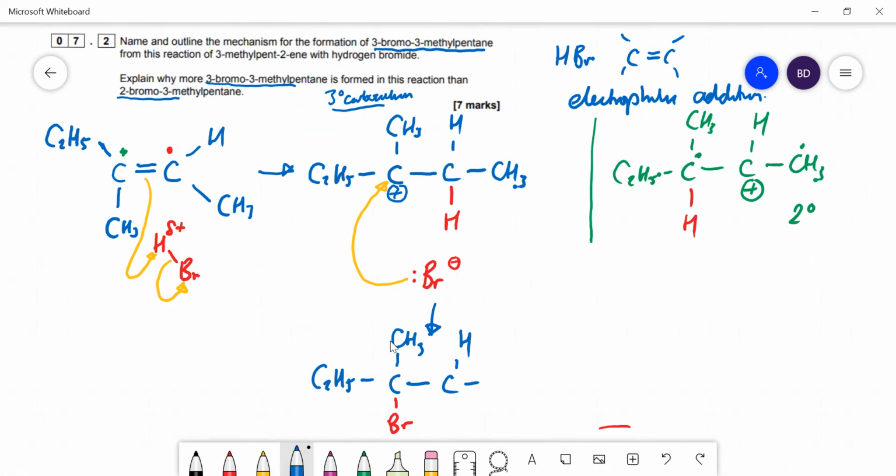Pentane. Okay. Now, so that will get you about 4 marks, and so for the last 3 marks, or maybe last 2 marks, you need to say why do we get more of the major product, and that's because it becomes through the tertiary carbocation, which is more stable than this, a secondary carbocation, less stable.